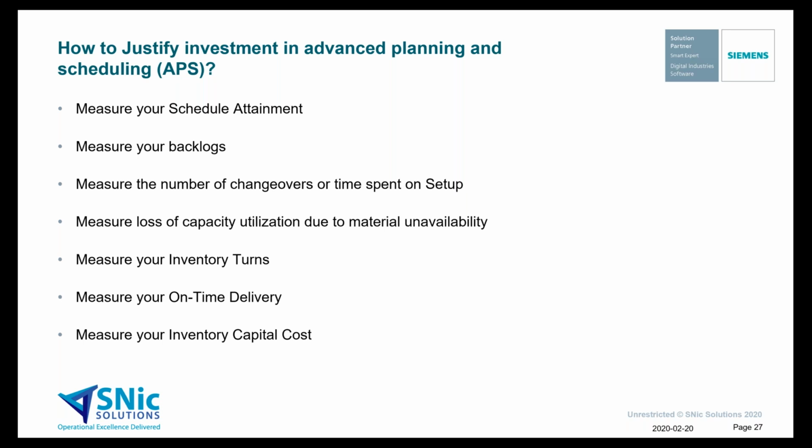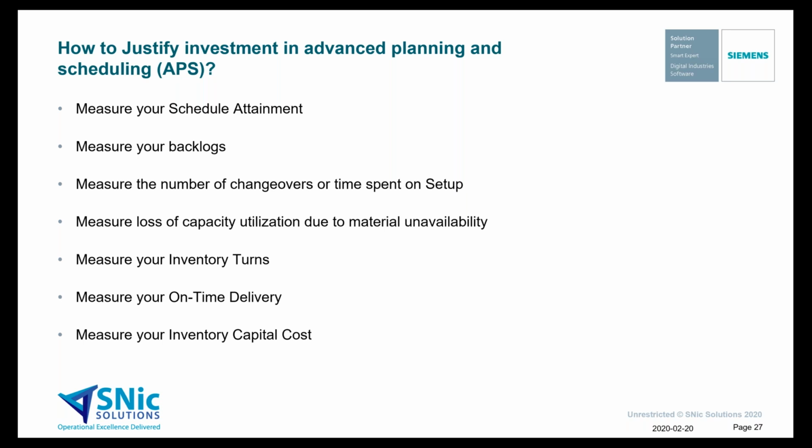Measure inventory turns. If you are seeing a lot of FG, finished goods, work in progress inventory, or raw material inventory, you can work with your finance manager to understand the inventory turns that are there. And if you're seeing that a lot of inventory is sitting idle because of which your inventory turns are poor, this is again an opportunity for investment in APS.